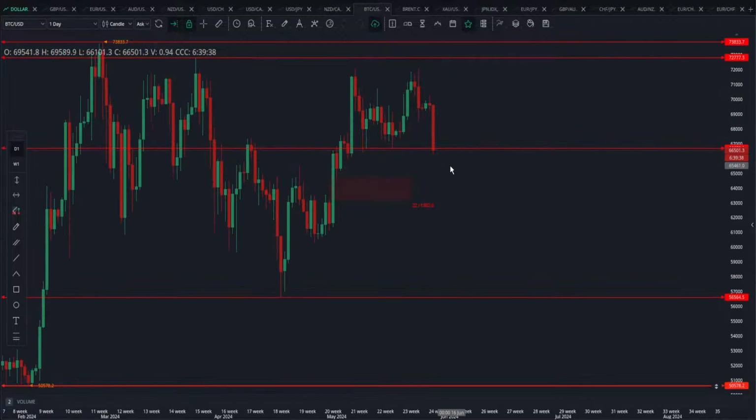Bitcoin, I'm bearish now. Why? Because seeing this price action, this is the daily price action.